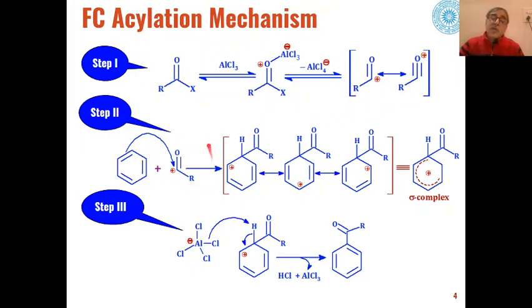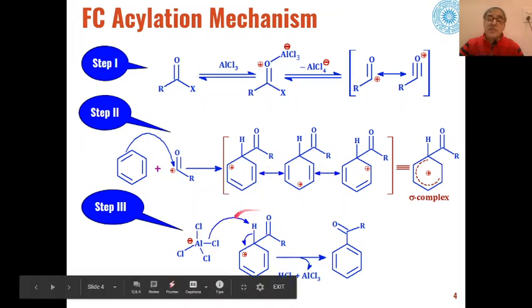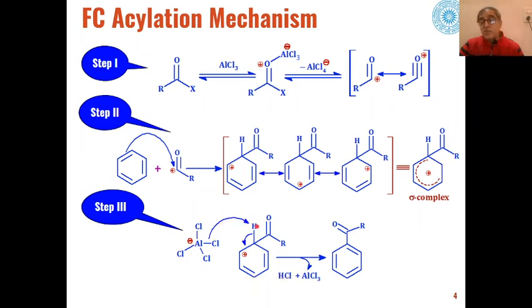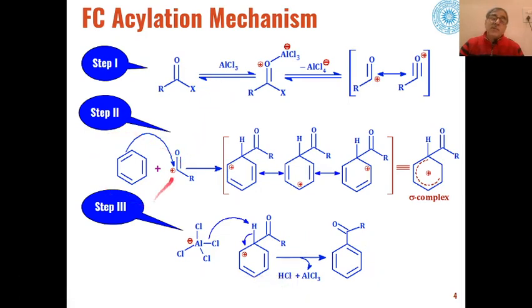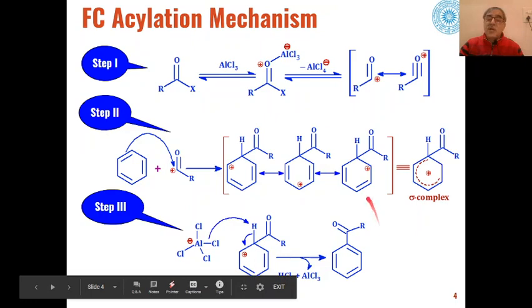Then this electrophile will react with the aromatic system, and we will get this type of sigma complex. And then in the final step, this sigma complex will interact with the AlCl4 negative, and a proton will be abstracted from here, and aromatization will take place to give us aryl alkyl ketones as the product. So this is how the aromatic systems are converted into aryl alkyl ketones, and the reaction is known as Friedel-Craft acylation reaction.